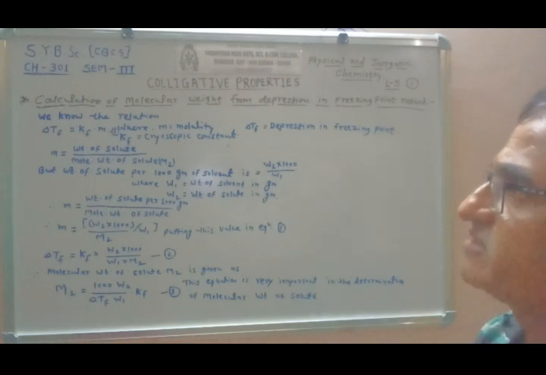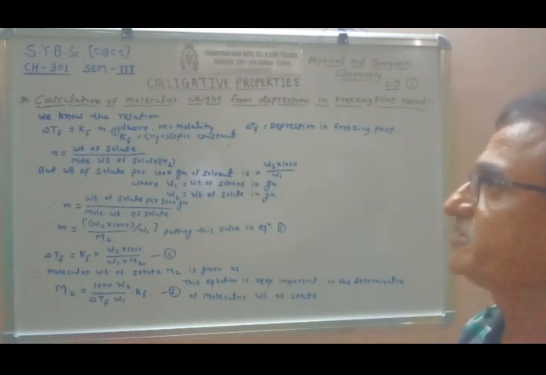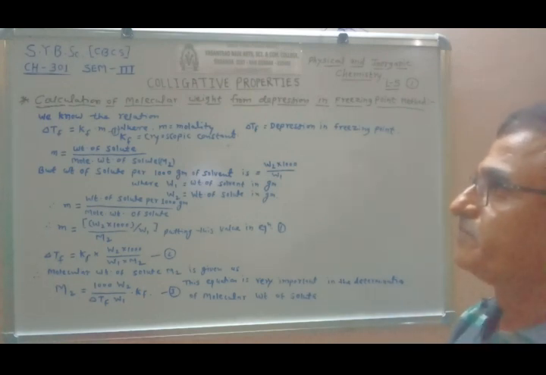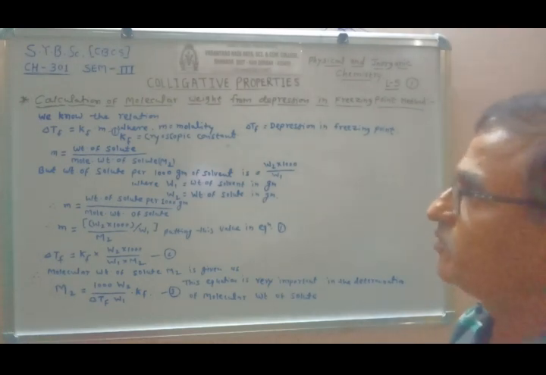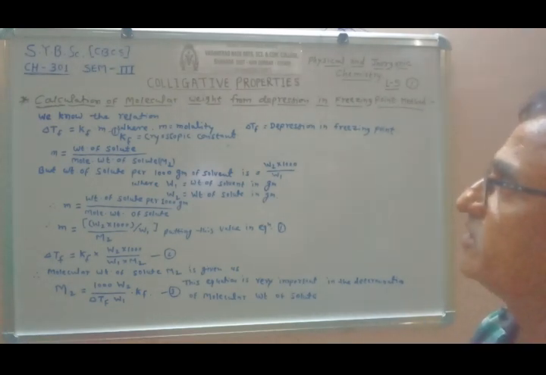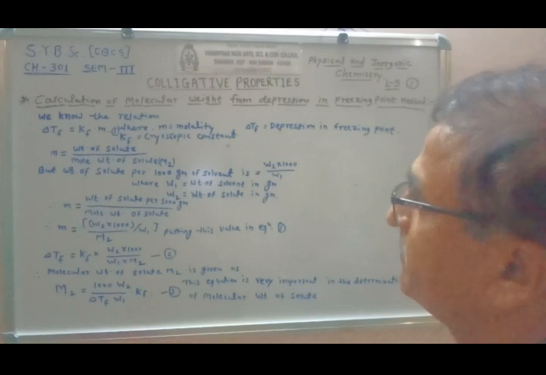We have already discussed different properties like lowering in vapor pressure, elevation in boiling point, and depression in freezing point. So now, from the depression in freezing point, how we can calculate the molecular weight of the solute.